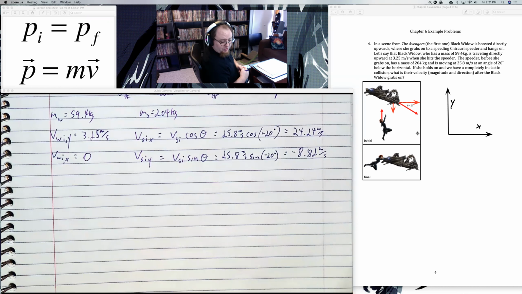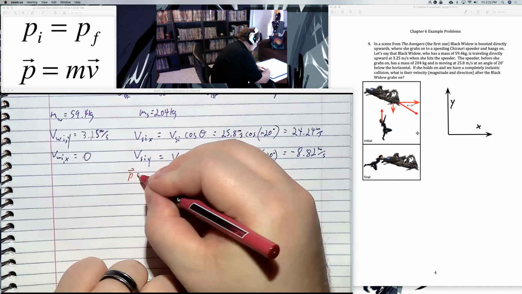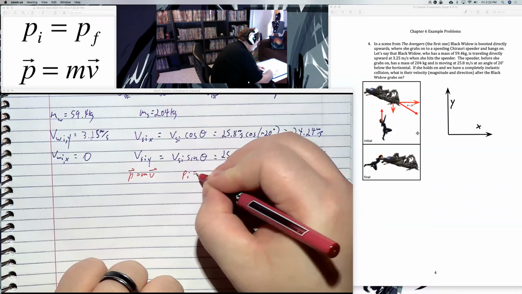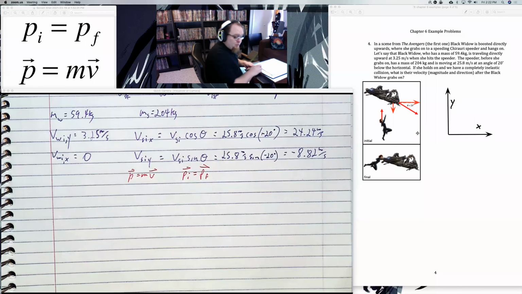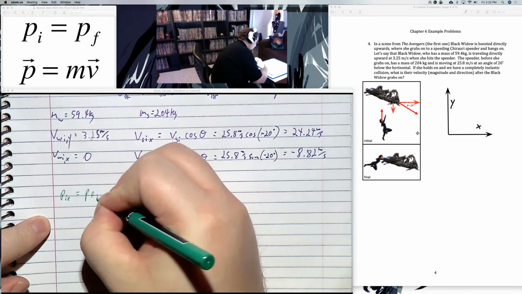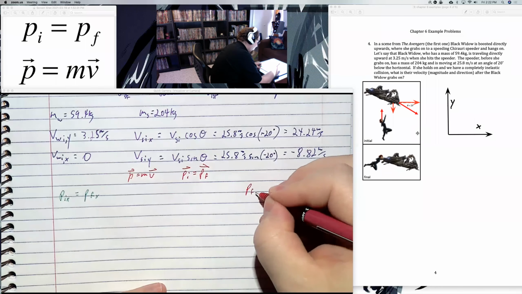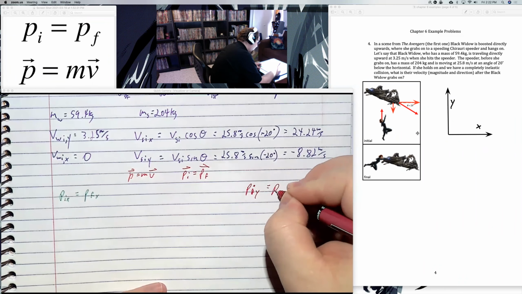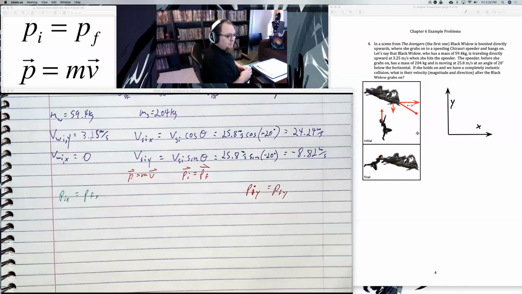Questions? We still good? I'm still going to say P equals MV and P initial equals P final. But really, I'm going to break this into two different equations. I'm going to say P initial in X equals P final in X, and P initial in Y equals P final in Y. I didn't actually read the rest of the problem, I just went through it. They said we have a completely inelastic collision. What's the velocity afterwards?